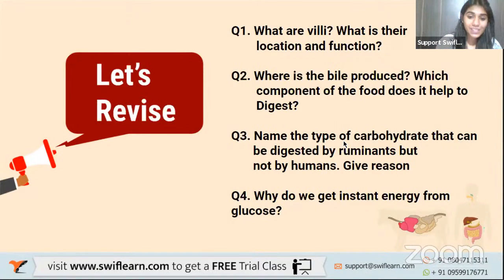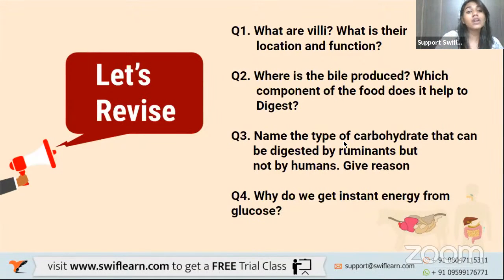Okay, moving on to the next question, the last important question: why do we get instant energy from glucose? That is because the first thing that gets digested whenever you eat food, in your mouth, is your carbohydrates. Your saliva breaks down carbohydrates into glucose. That happens in the mouth.